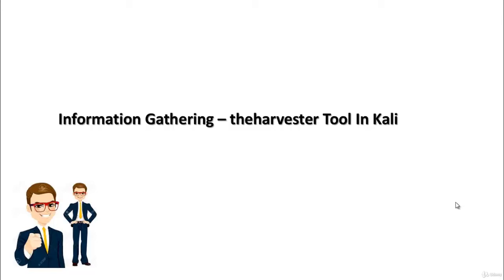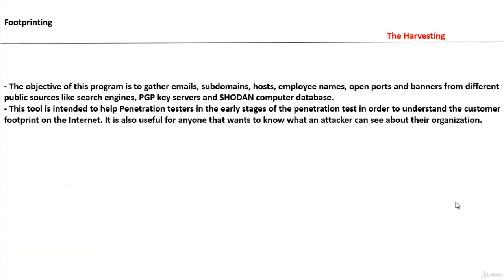Information gathering, theHarvester tool in Kali. The objective of this program is to gather emails, subdomains, hosts, employee names, open ports, and banners from different public sources like search engines, PGP key servers, and the Shodan computer database.